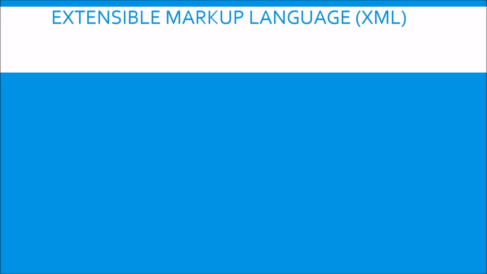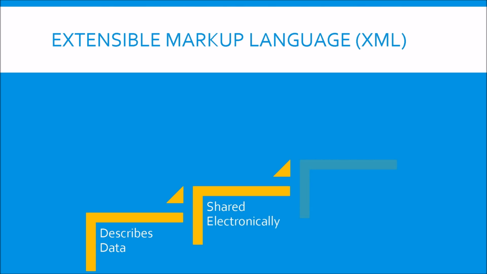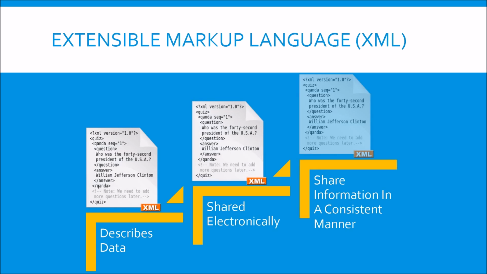And hence came the concept to standardize messages being communicated with every system in the IT landscape of an organization. Extensible Markup Language, or XML, is a way to standardize messages communicated between systems. XML is a way of describing information or data and is shared electronically. This allows sharing of information in a consistent manner to support the concept of SOA. With XML, service-oriented architecture becomes probable.